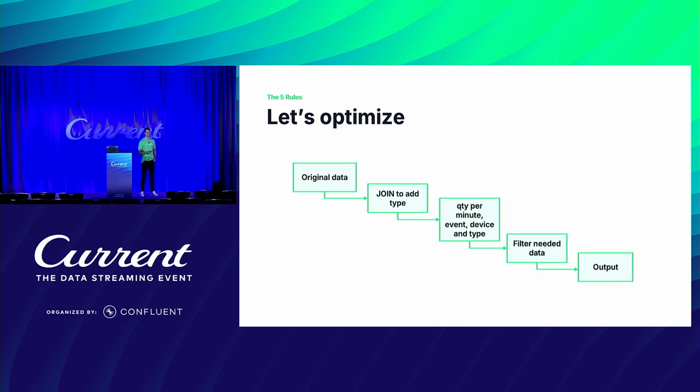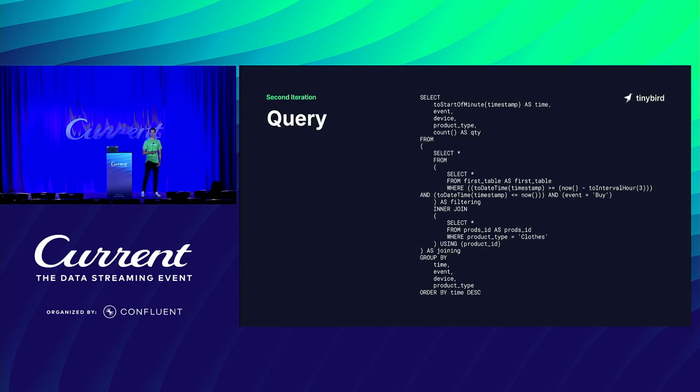So let's go back to our use case. This is the transformation process that we started with, where first we're joining, then aggregating, then filtering. But based on those 5 rules, we can optimize this a bit. So instead, we should filter first, then join, then do the group by. And here's the query. Now you can see in the middle there, we're filtering, then joining, then doing the aggregation.